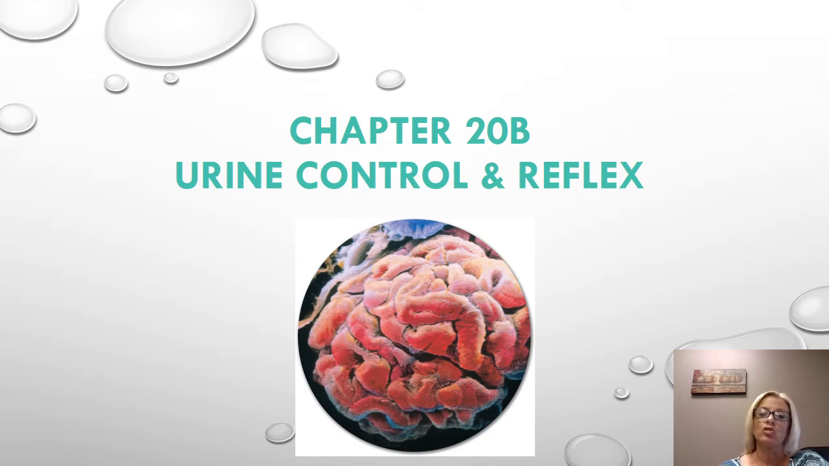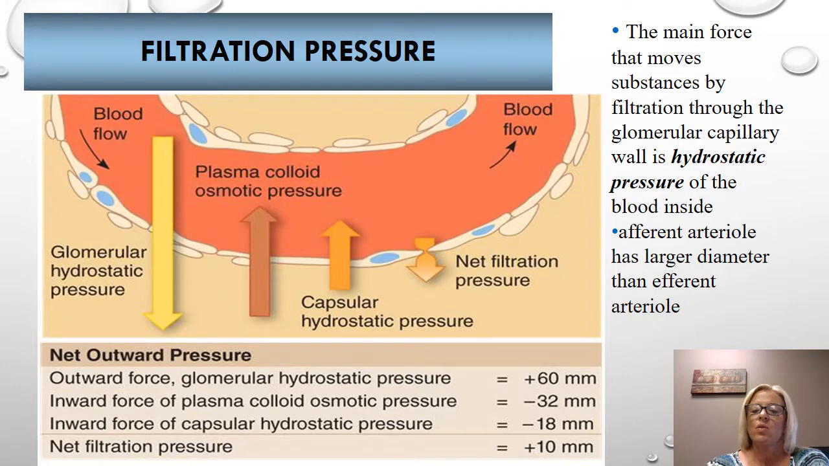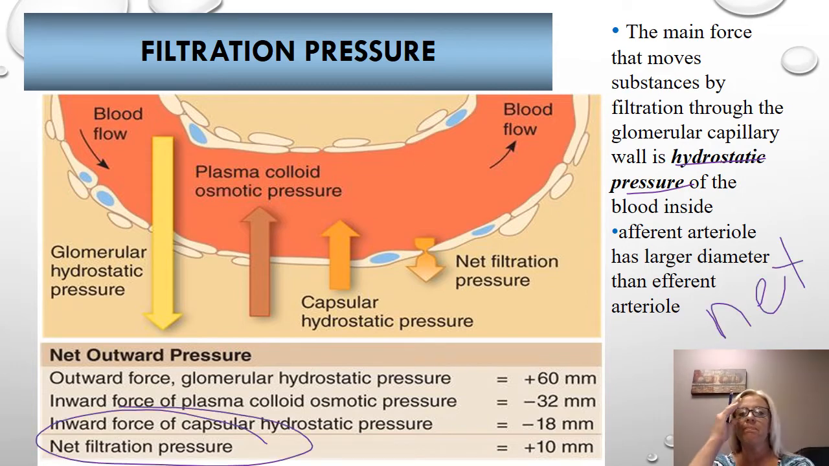Now we're going to look at control of urine and reflexes related to this. So hydrostatic pressure here is what causes filtration of the glomerular capillary. The sum of all of these forces is what we call the net filtration pressure, okay? Net filtration pressure here. Glomerular net filtration is normally positive.